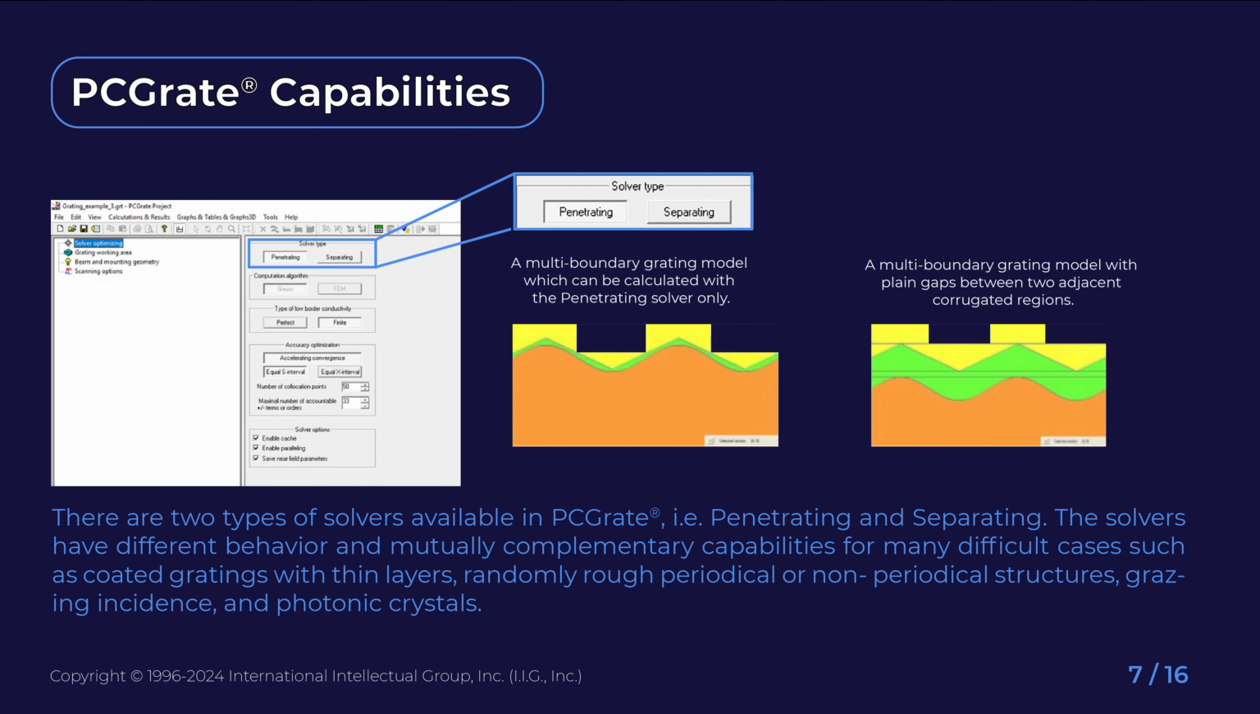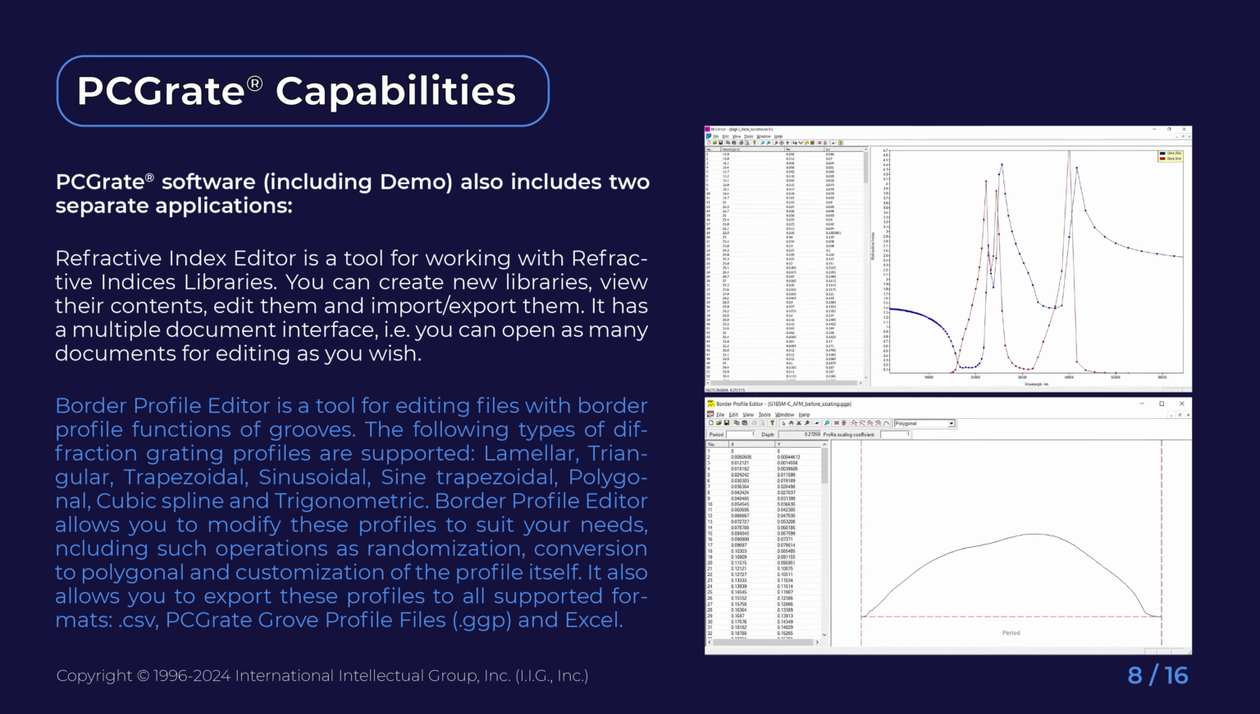There are two types of solvers available in PCGrate, penetrating and separating. The solvers have different behavior and mutually complementary capabilities for many difficult cases such as coated gratings with thin layers, randomly rough periodical or non-periodical structures, grazing incidents, and photonic crystals.